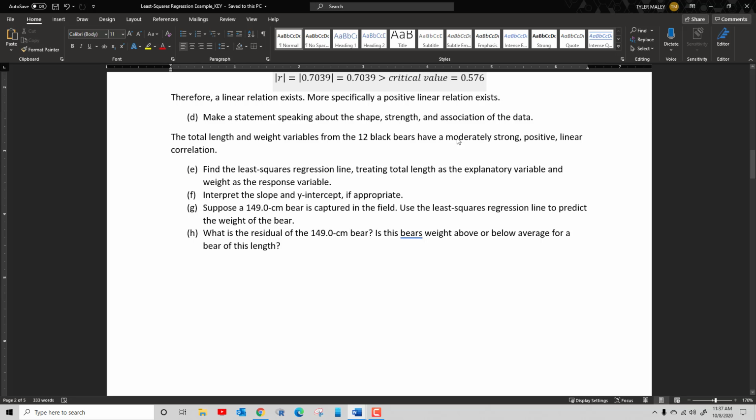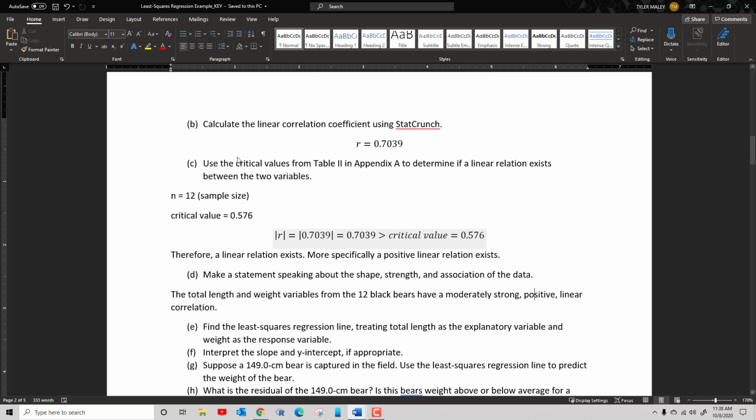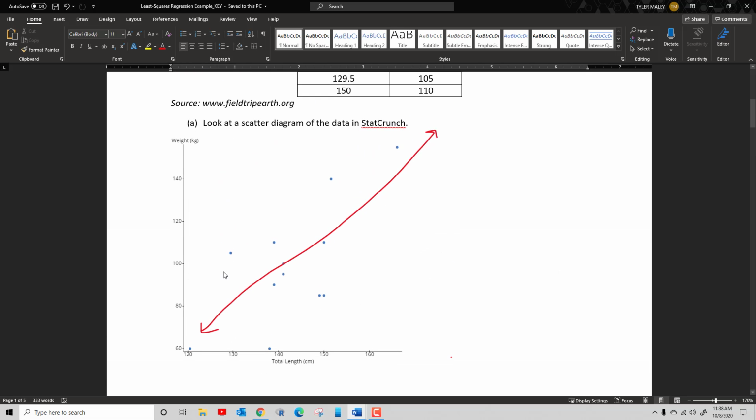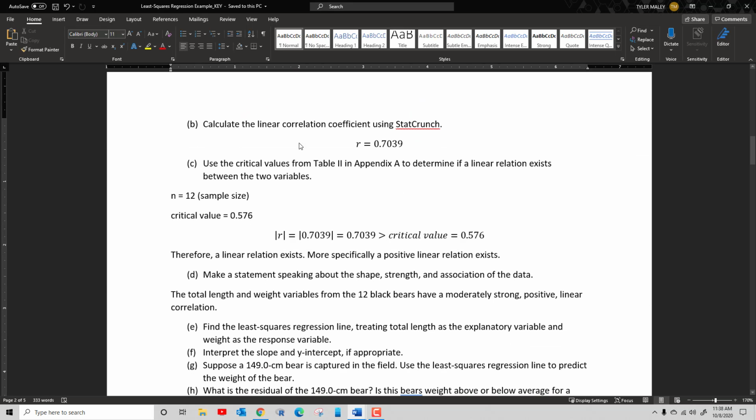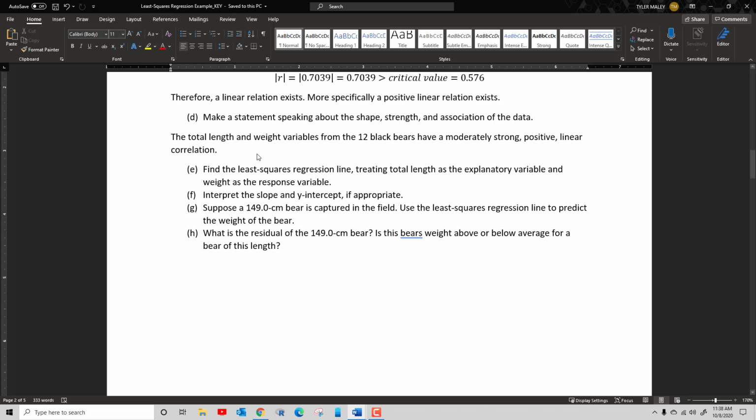Why I'm saying moderately strong: if you remember from the notes, we typically say moderately positive if R is around 0.4 and strong if R is around 0.9. So we're kind of in the middle, between moderate and strong. We know it's positive because R is positive, and it looks to have a linear correlation. We can tell that from the overall shape of the data and also from this test in part C.